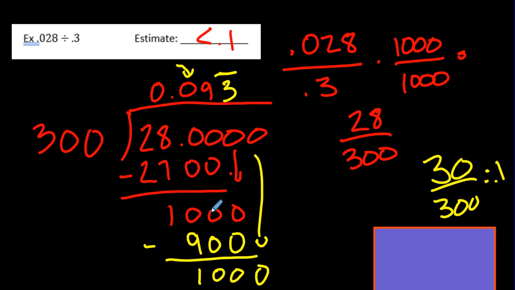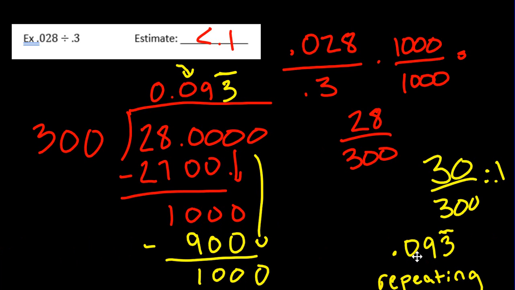Subtract, we get 100. Drop down a 0. So 300 goes into 1,000 3 times, which is 900. 3 times 300 is 900. Subtract, again we get 100, so we see the pattern. So our final answer is 0.093 with the 3 repeating, and this is a repeating decimal.